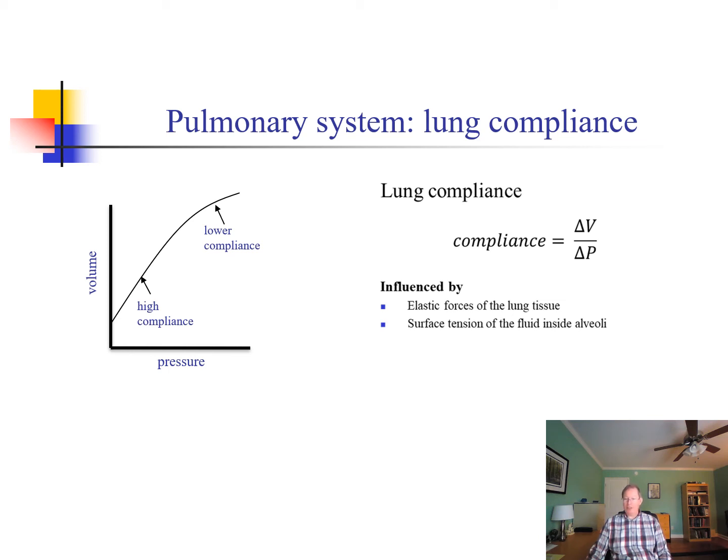And this lung compliance is influenced by a couple of factors. First off, there is elastic tissue within the lungs that allows for recoil and expansion. And then there's also surface tension, which we'll talk about in a second, related to the fluid that is inside the alveoli. So lungs that are not very compliant require a higher pressure to ventilate. And that's an important consideration because there are disease processes that decrease the compliance of the lungs.